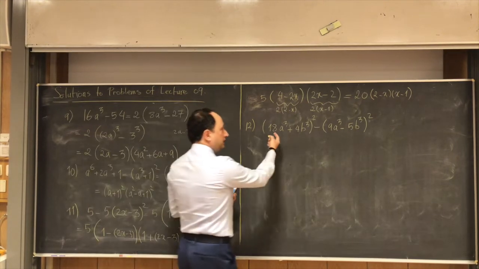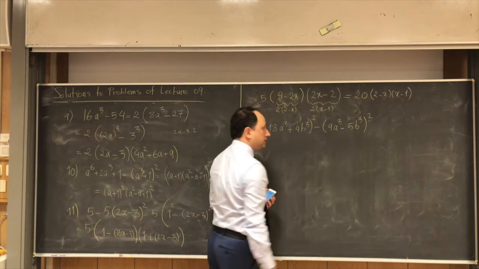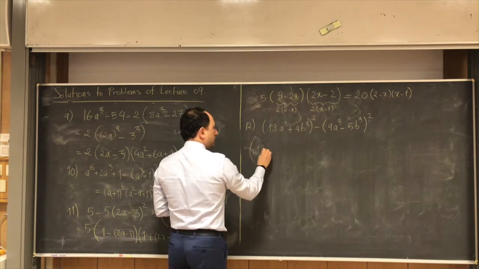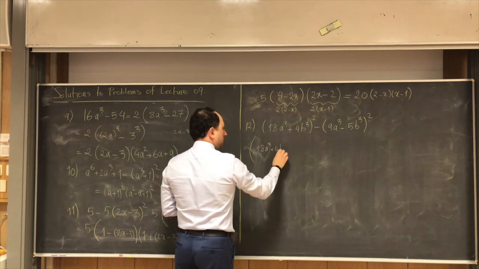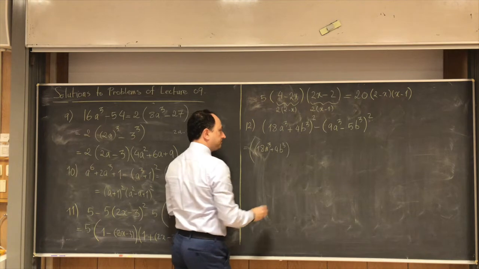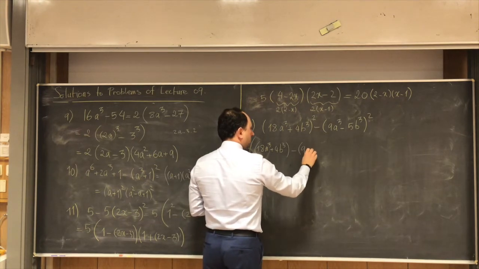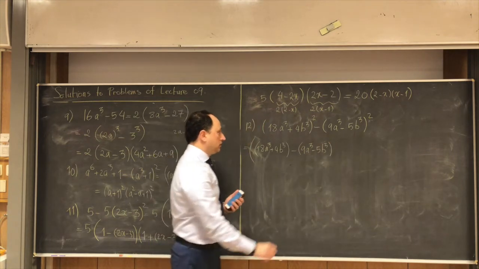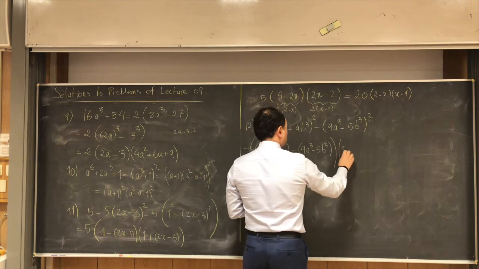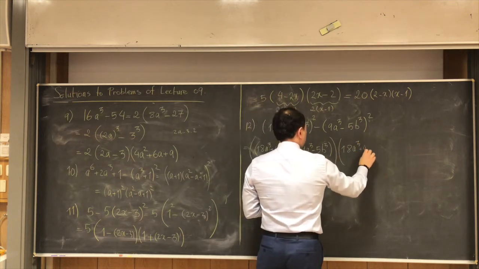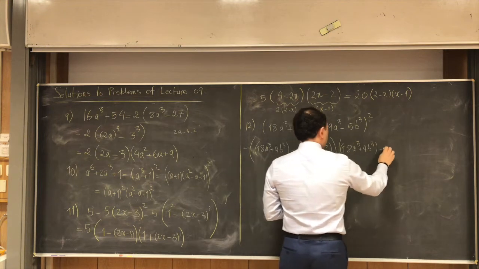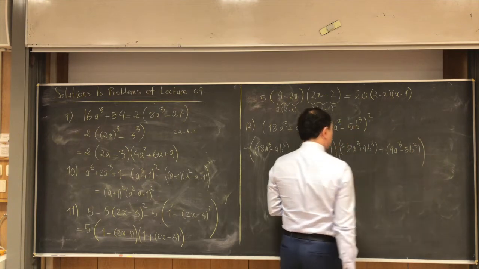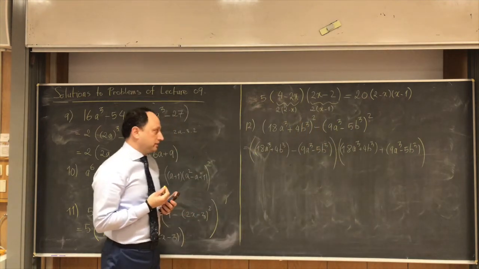It's very clear that I have this difference of two complete squares. So I use the conjugate rule. It becomes the square root of the first one, minus the square root of the second one, multiplied by the square root of the first one plus the square root of the second one. Yes? This is the conjugate pattern for the time being.